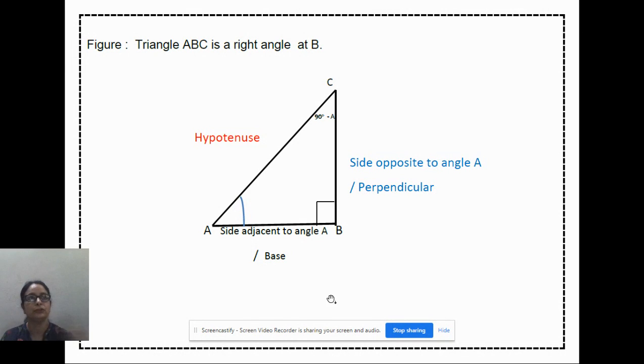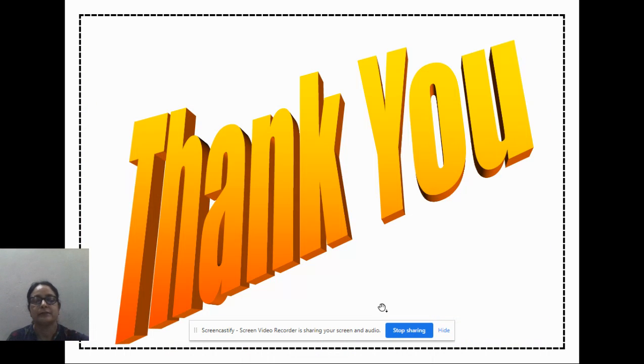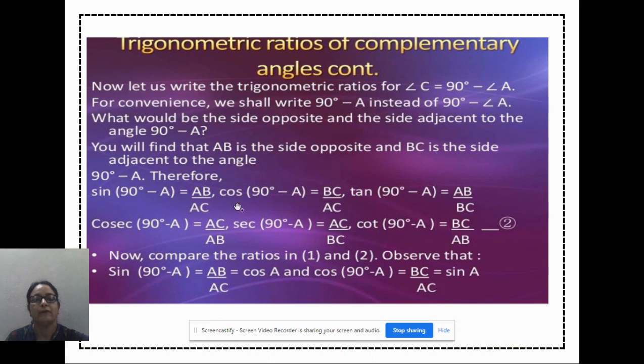Only 6 ratios you have to take, and we will compare them and get the results easily. Hope you have understood, and you only have to remember the 6 ratios: sin(90 minus A) is equal to cos A and so on.